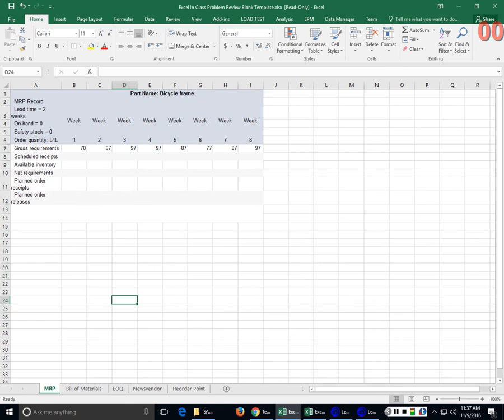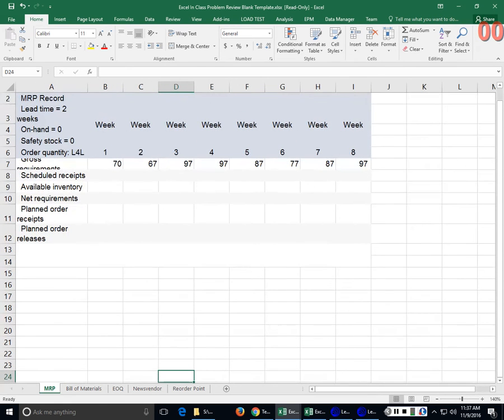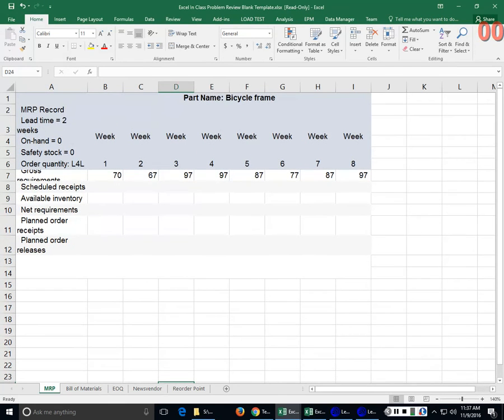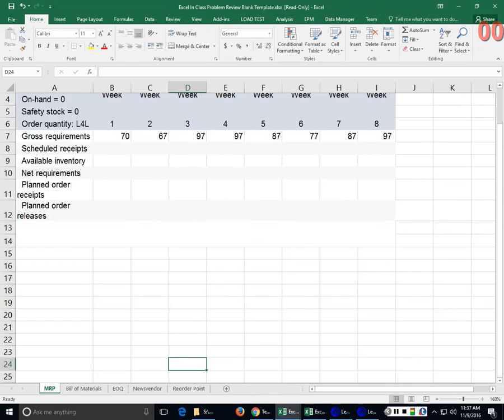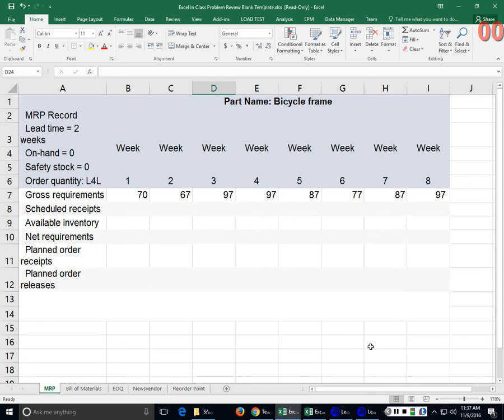I want to just do a little refresher course because I'm not sure that we had much to do with scheduled receipts when we did your homework. If you look in the upper left-hand corner, this is an MRP record for a bicycle frame. It's telling us that we have a lead time of 2 weeks, 0 on hand, 0 safety stock, and it's lot for lot. So I gave you about the easiest type of MRP record you could deal with, because it is strictly lot for lot.